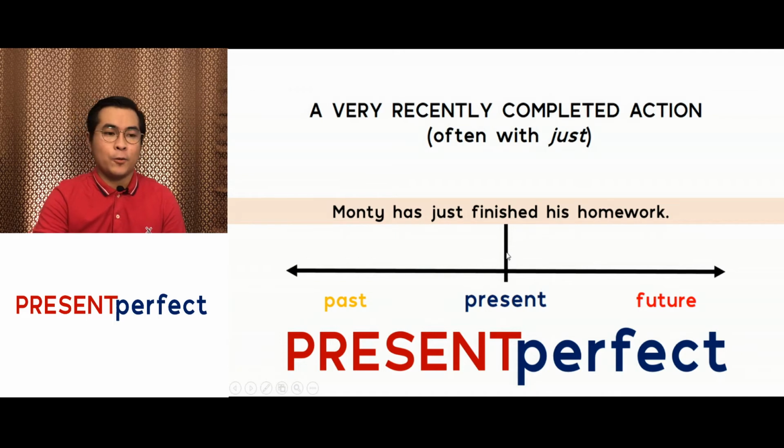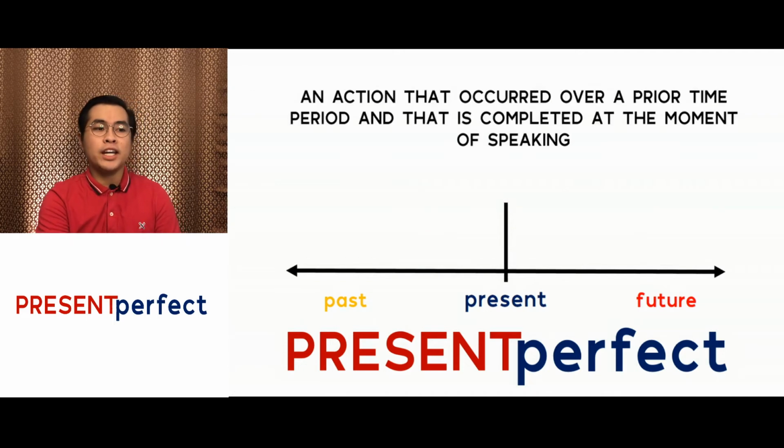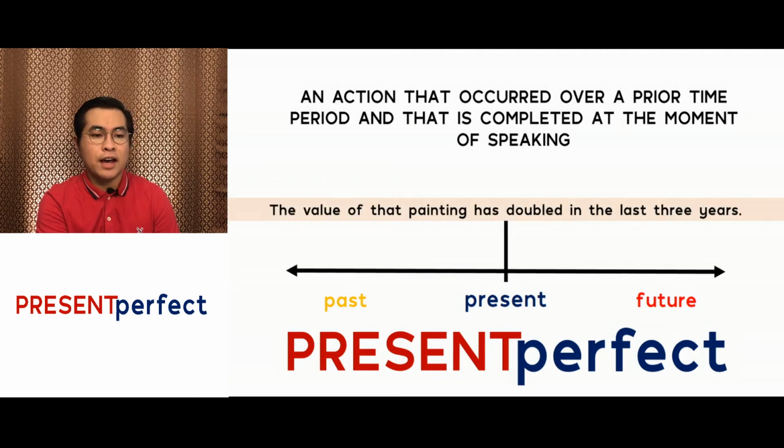Okay? The next one is an action that occurred over a prior time period and that is completed at the moment of speaking. So again, remember we already had some examples of the current moment or the moment of speaking in your simples. Here we also have that. So, "The value of that painting has doubled in the last 3 years." So for example, you have this sentence, an action that occurred over a prior time period, in the last 3 years, and that is completed at the moment of speaking.